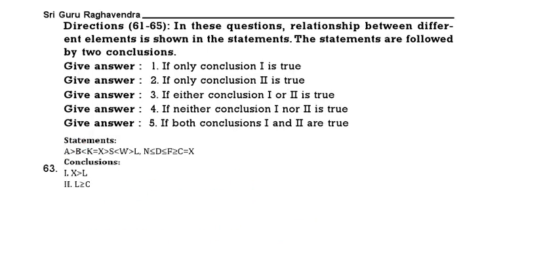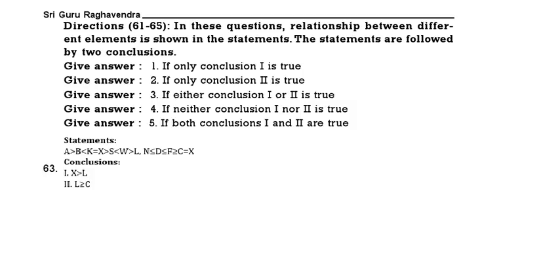Next one, A greater than B, B less than K, K is equal to X, X greater than S, S less than W, W greater than L, N less than or equal to D, D less than or equal to F, F greater than or equal to C, C is equal to X.